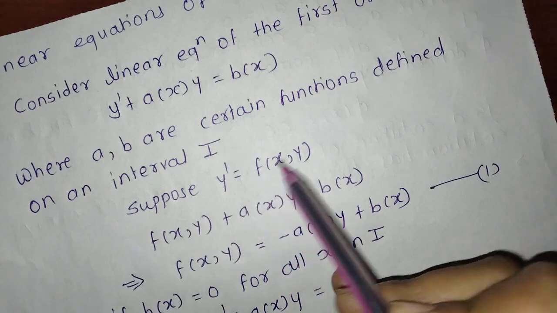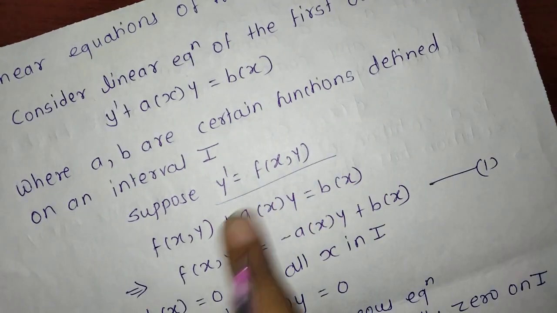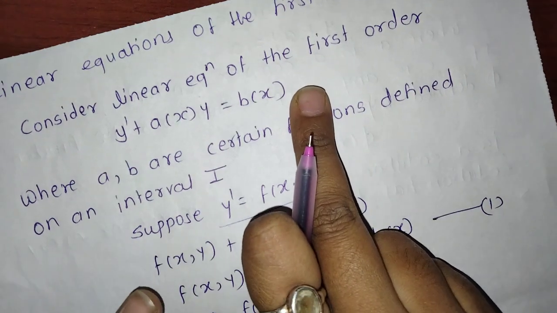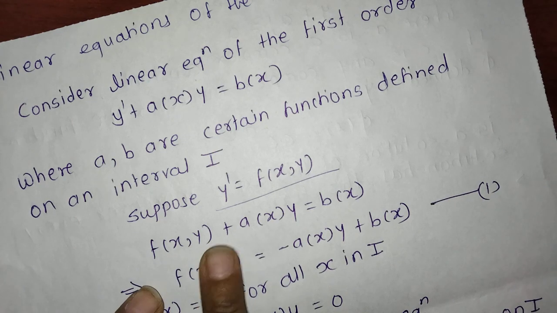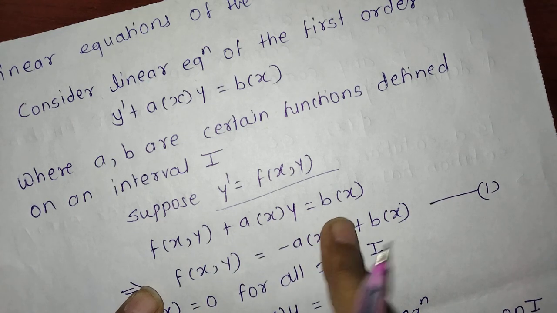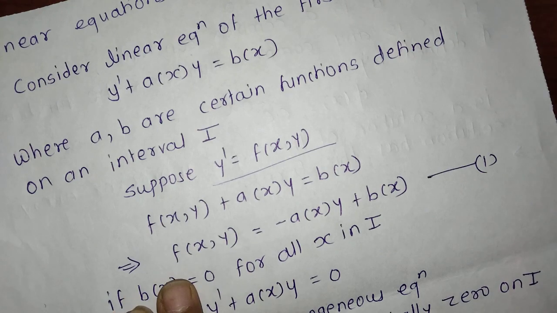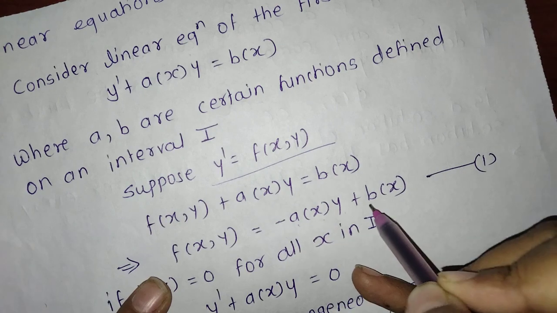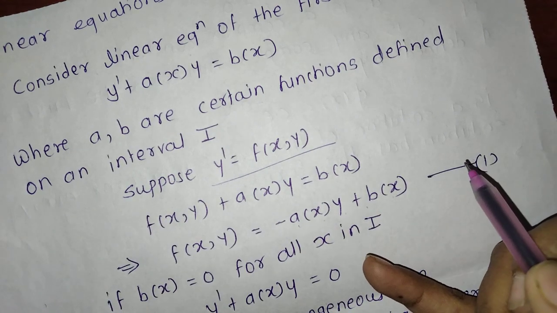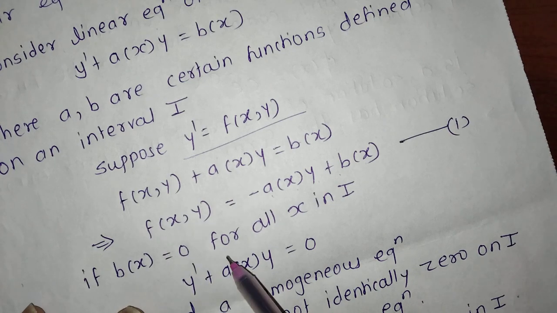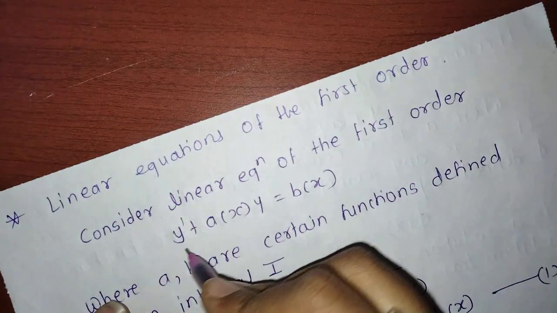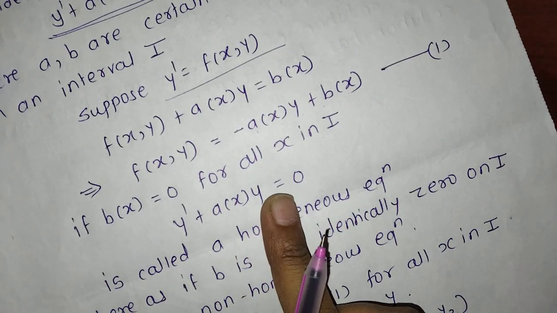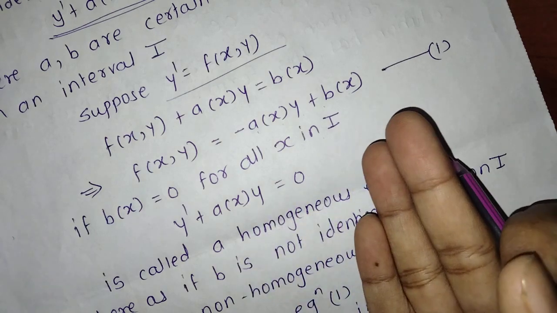Suppose we take y' = f(x,y), that is, replace y' with f(x,y) in this equation. Then we get f(x,y) + a(x)y = b(x), which implies f(x,y) = -a(x)y + b(x), which we call equation number 1. If b(x) = 0 for all x in I, we get y' + a(x)y = 0, which means this equation is a homogeneous equation.